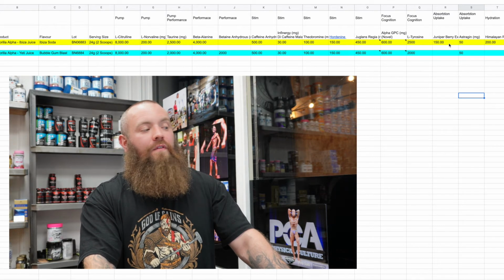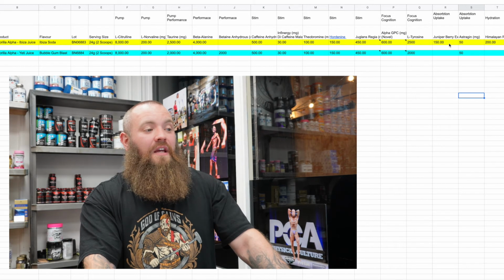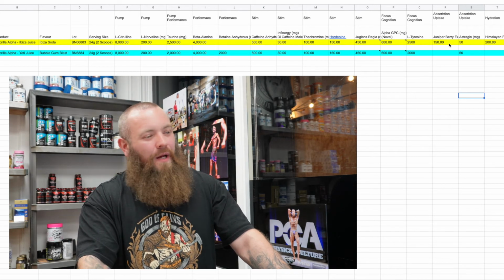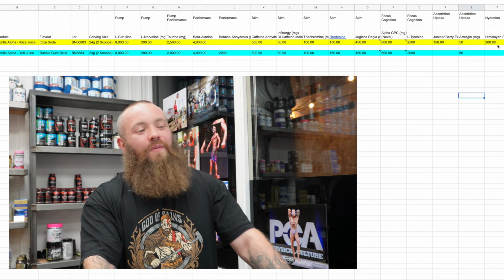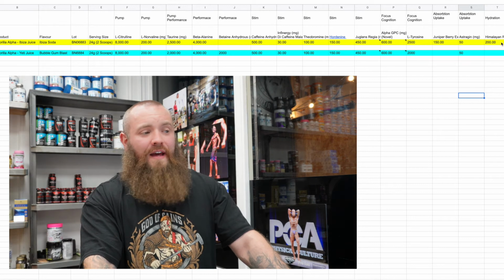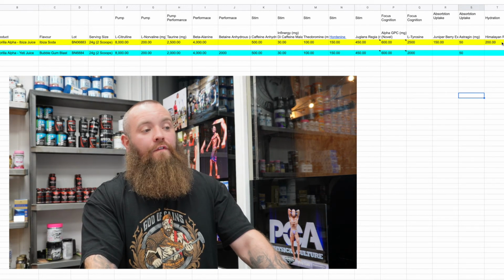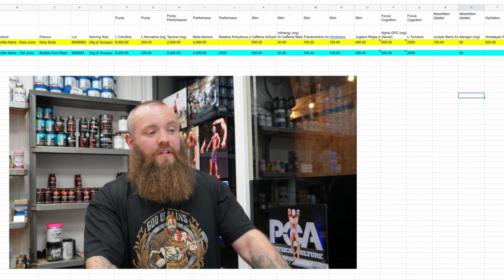Juniper berry we've got in the Ibiza Juice. It's supposed to enhance the effects of things like caffeine, but I'm not really convinced by that. So again, 150 milligrams between the two. And then we've got 50 milligrams of estrogen-related ingredient in both and 200 milligrams of Himalayan rock salt in the Ibiza Juice.